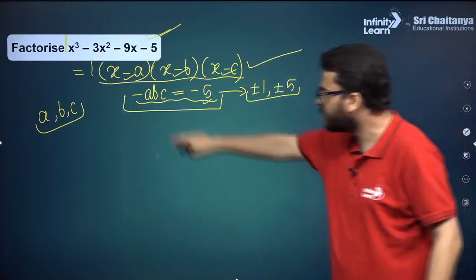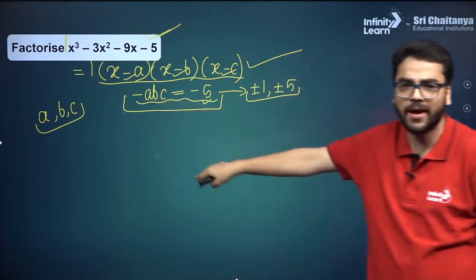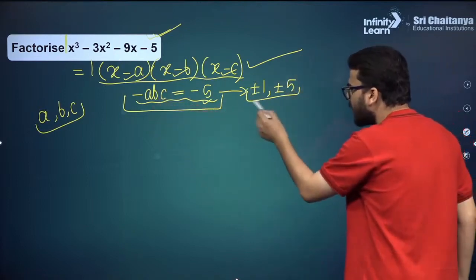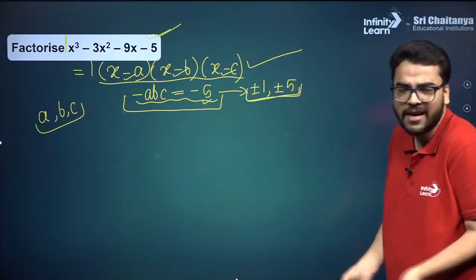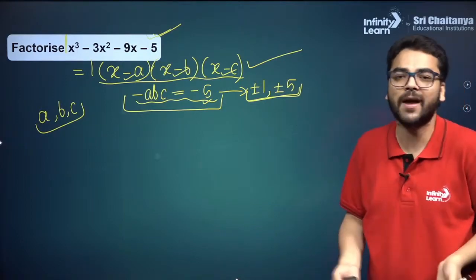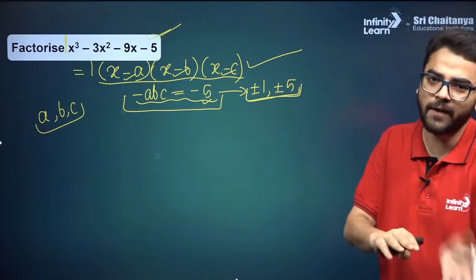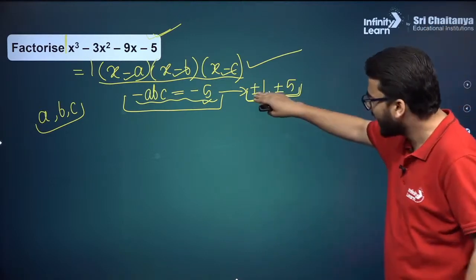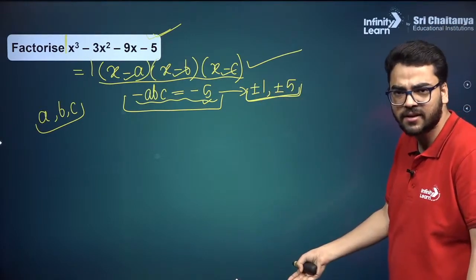So what are the possibilities for a, b and c over here? The possibilities are plus minus 1 and plus minus 5. Is there any other possibility? 5 is a prime number. There is no other factor of 5 except 1 and 5. It's a prime number. So you just have to put and check these. That's it. Is it clear?